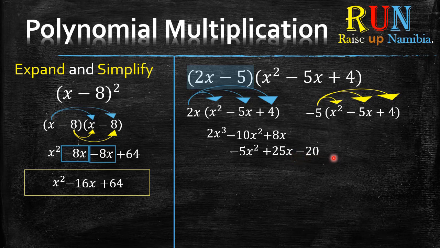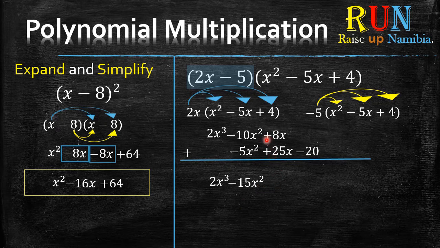Okay? Now, after that, you draw your line and then you add. Let's start here. 2x to the power 3 does not have a like term, so we just bring it down the same way it is. But when we look at negative 10x squared, it has a like term, so we say negative 10x squared plus negative 5x squared. So what is the answer? Don't get confused because of the signs. It's negative 10x squared plus negative 5x squared. That will give us 15x squared.